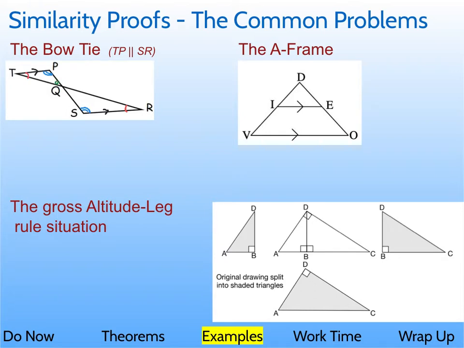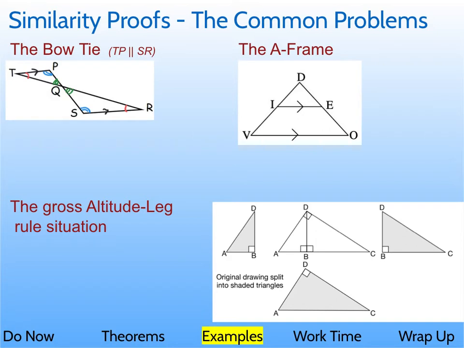But also, we know that the vertical angles are congruent too. So we could prove all three of those angles really quickly and easily. And there we go. Those two have to be similar. Anytime you have a bow tie looking shape like this, and you have parallel lines, then it means that these two triangles are similar by angle.